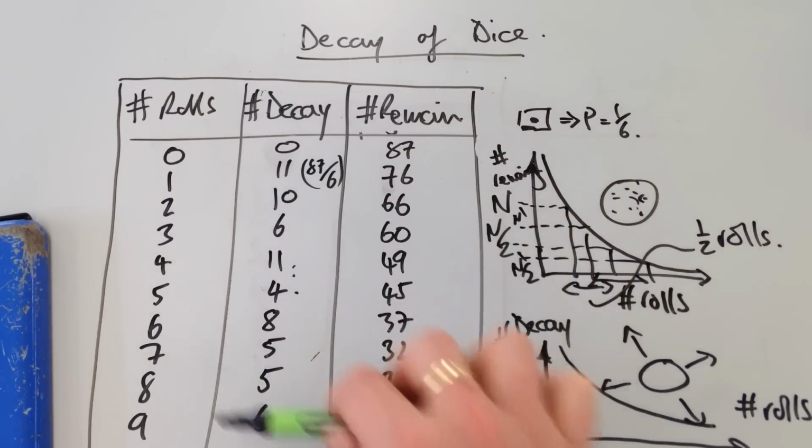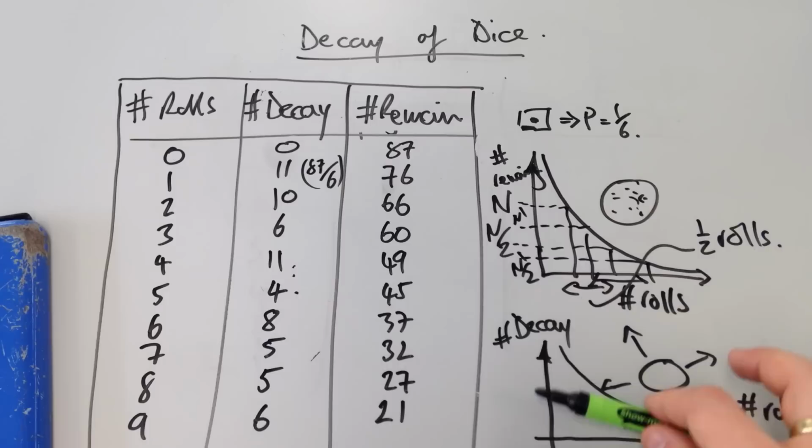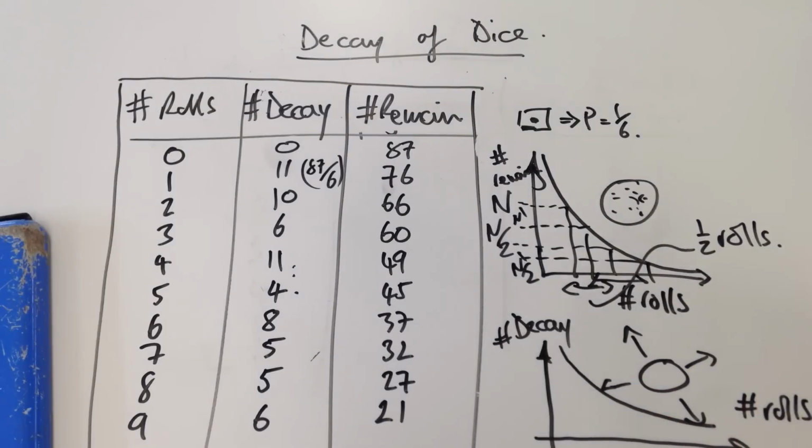Okay, so once we've got these results, plot, find out the half number of rolls, and I think it's something like 4.2 rolls-ish. Okay, there we go.